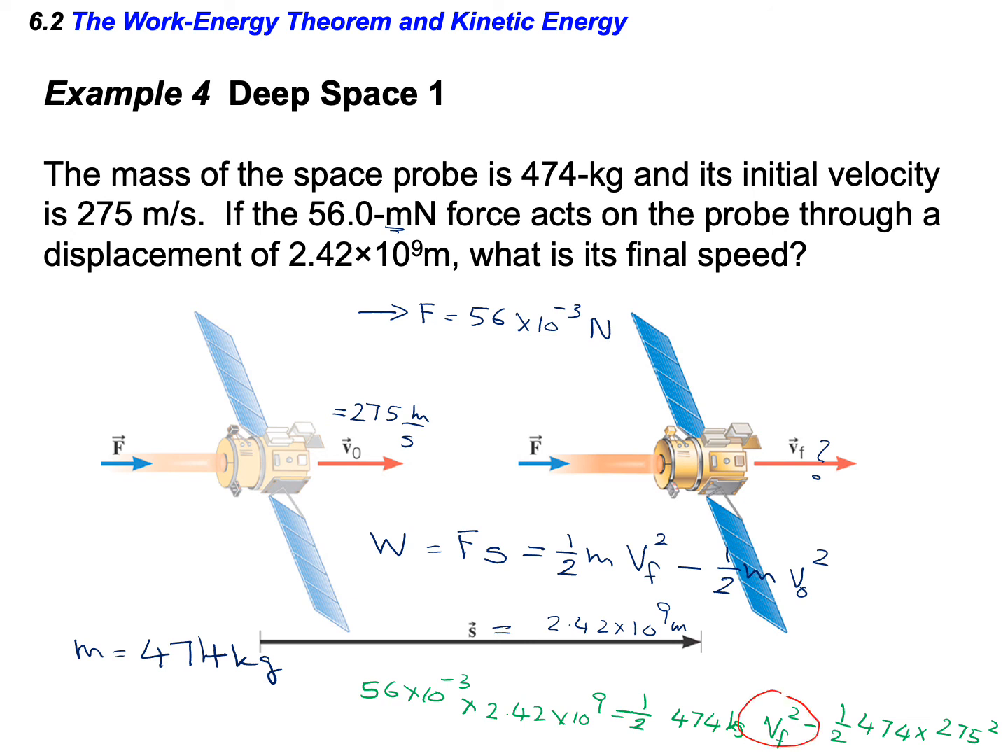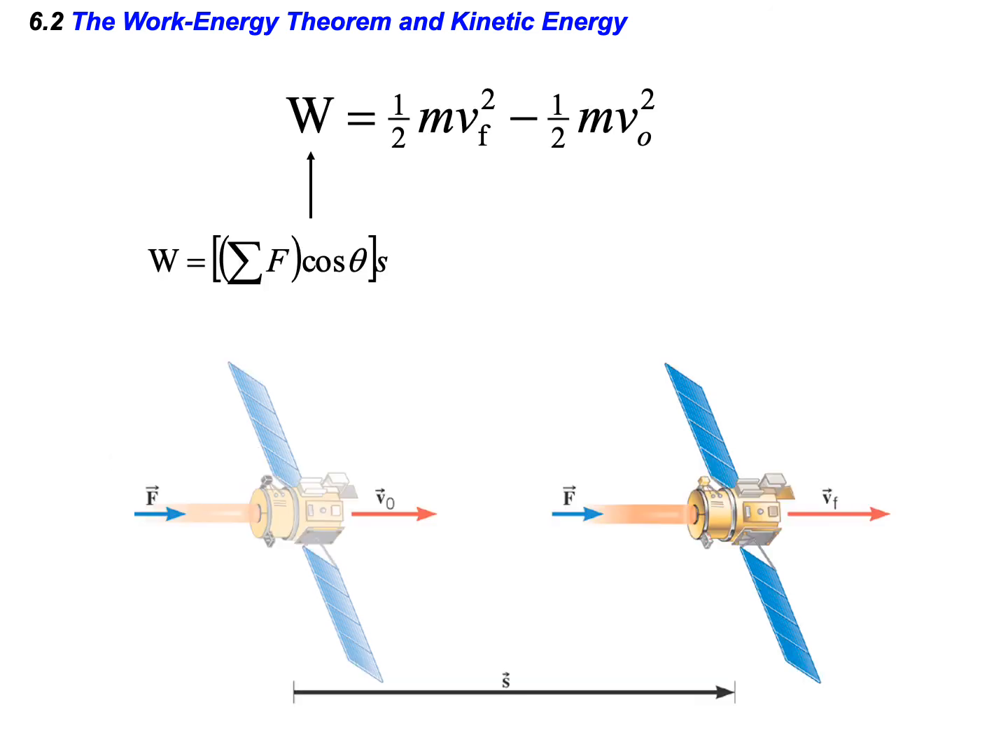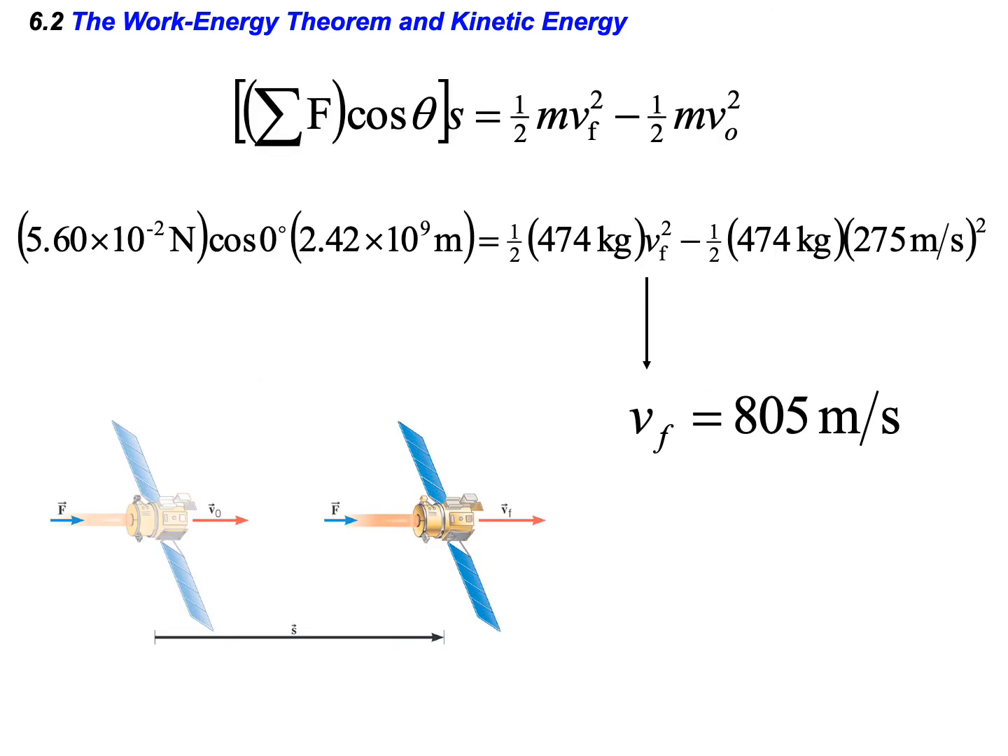Then you can solve for v final. The next two slides show how to solve for v final. Here it says W equals net force times displacement, which is equal to half m v final square minus half m v naught square, where v naught is initial. Then you substitute the parameters, and you have v final as the only unknown, and you can solve for that.